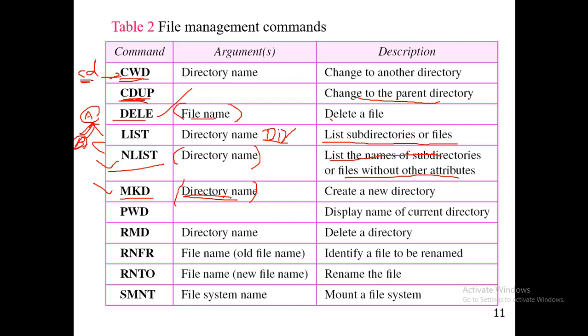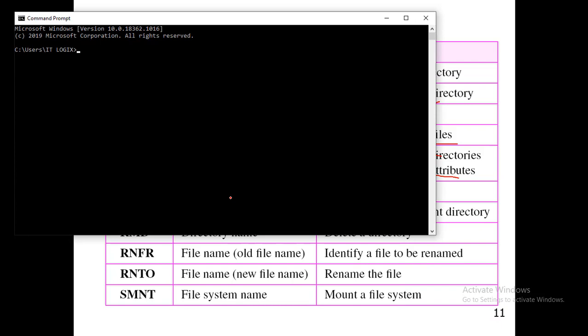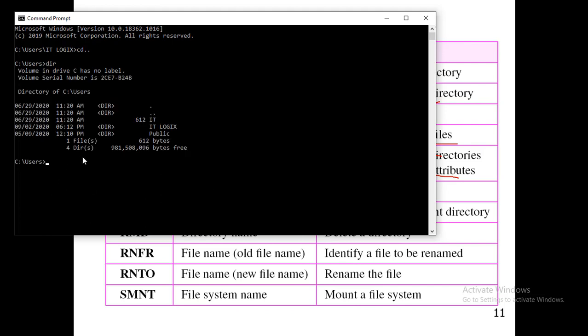So let's say I am using the CMD, and previously I showed you that there are 4 directories. If I want to make another directory, I can use mkdir. This is the command actually, and I want to name the directory with my name.